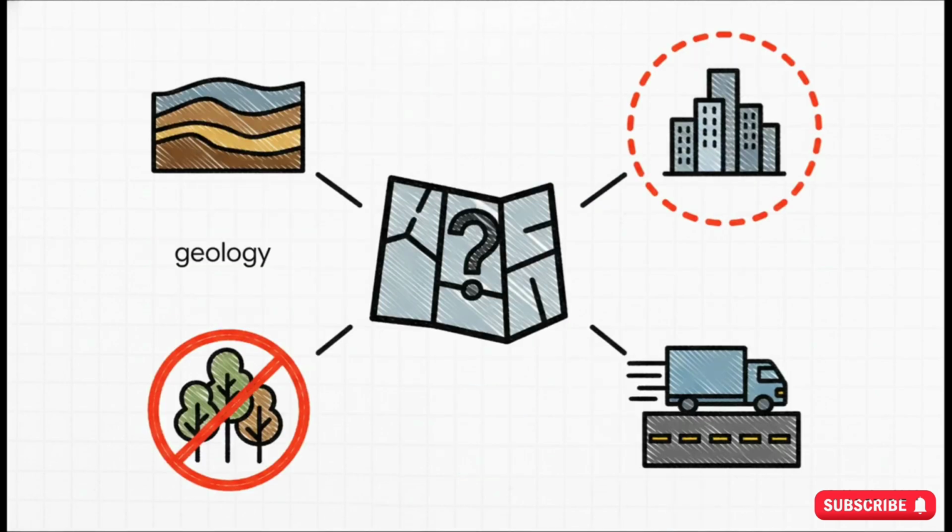Well, with GIS, you start by breaking that massive problem down into a set of spatial rules or criteria. For instance, you need an area with very specific, stable geology. It has to be a safe distance away from any towns or cities.